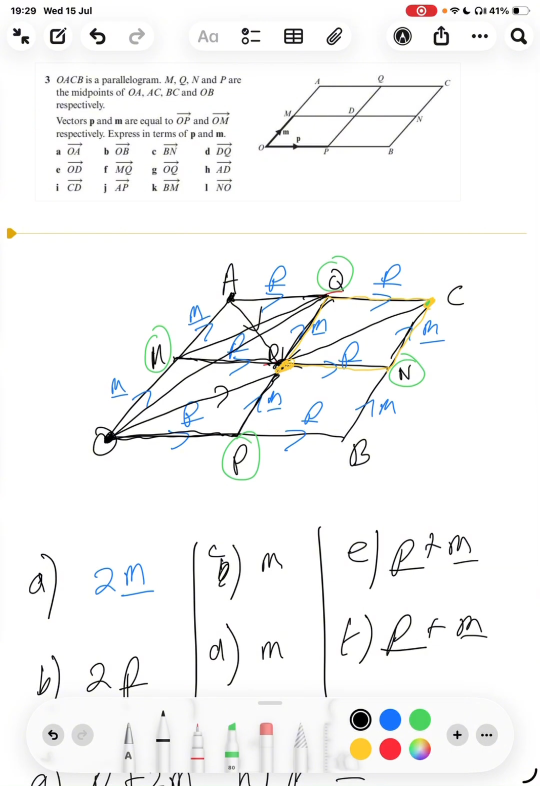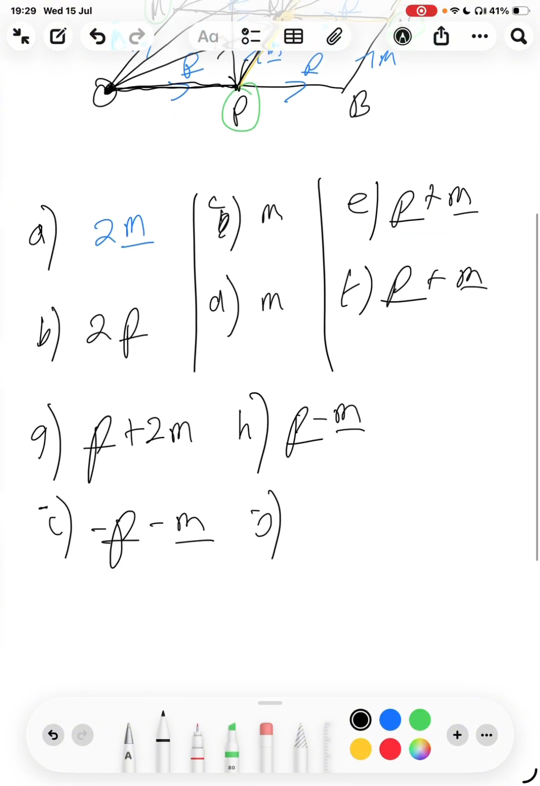Next one, J, A to P. So we're starting at A, we're going down to P. So we're going across P, vector P, not place P, vector P. So across vector P, and then down 2M, take away 2M. So P take away 2 lots of M.